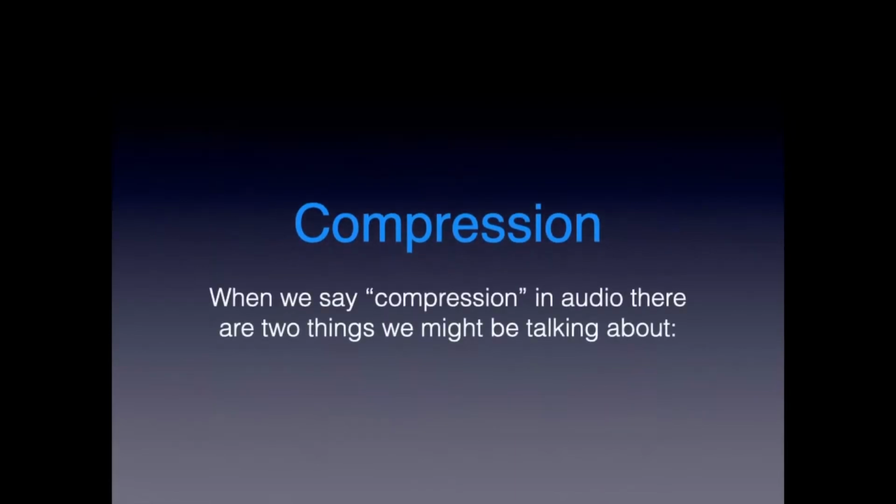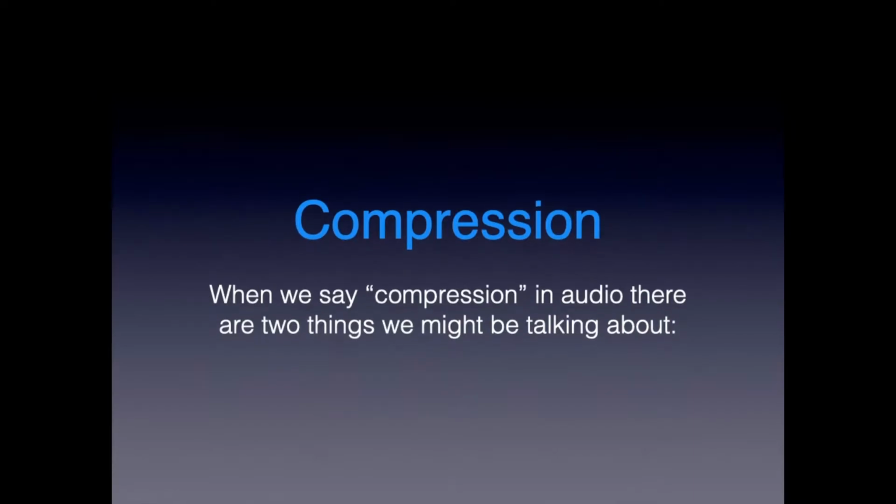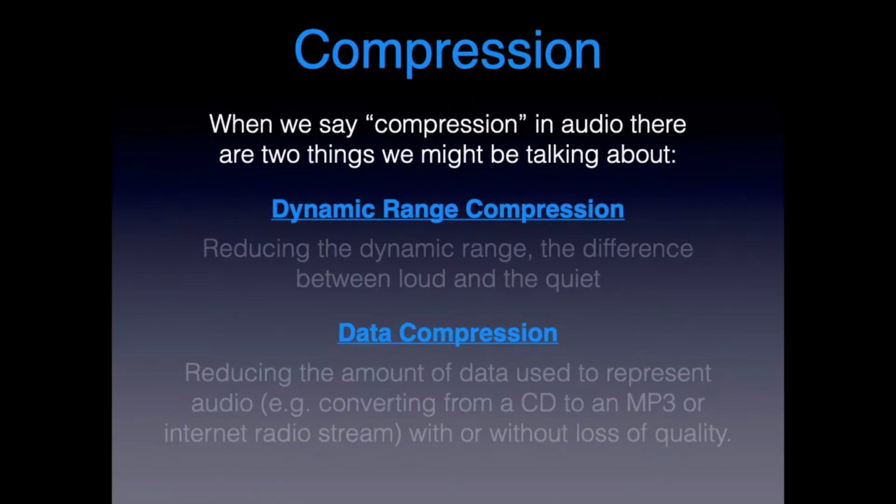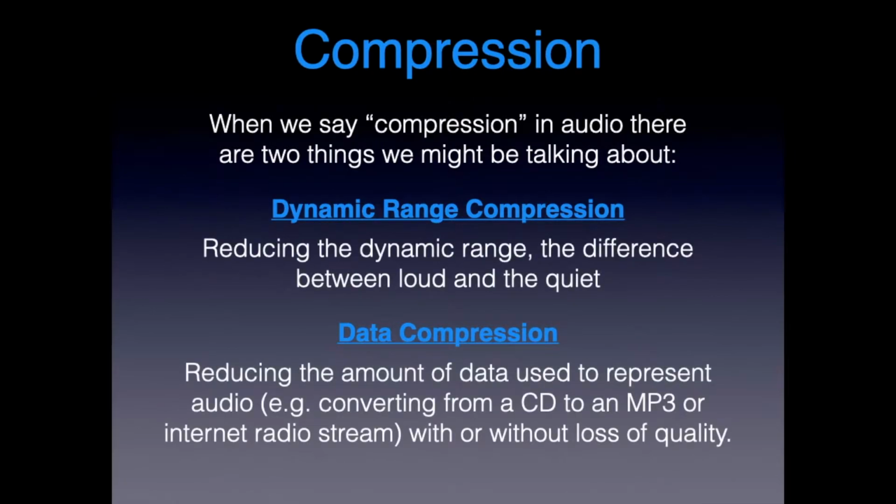A good question to ask after I say that is, what kind of compression are we talking about? Because when we talk about compression in audio, we're generally talking about two different things. We might be talking about dynamic range compression or data compression. In dynamic range compression, you reduce the difference between the loudest and quietest parts of your recording. In data compression, you reduce the amount of data that you're using to represent the audio.